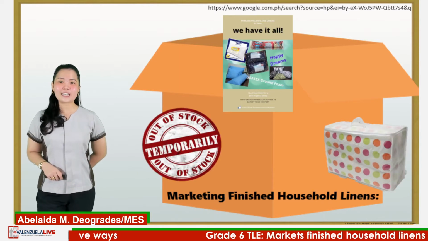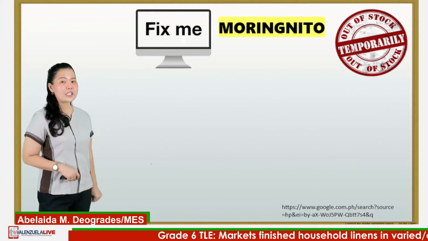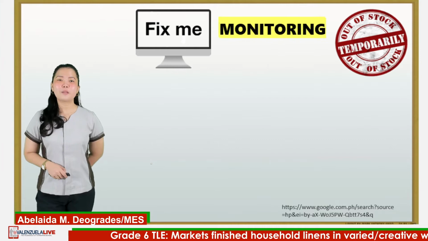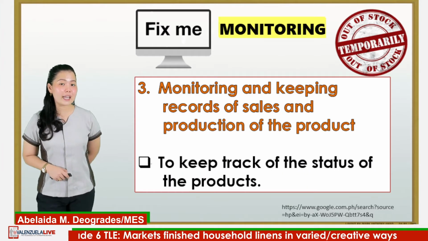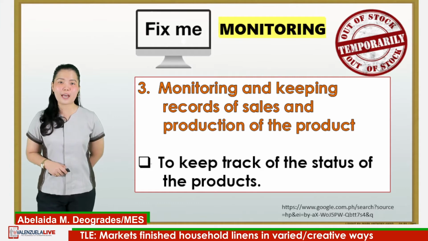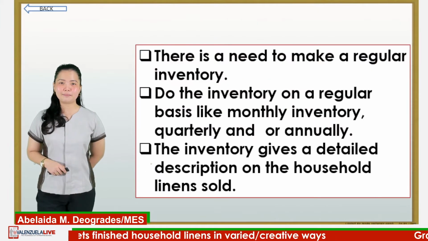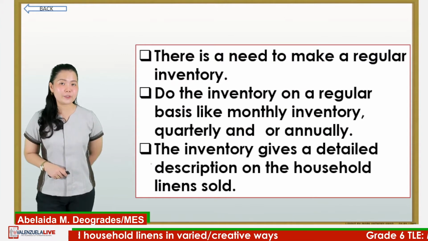Next, number 3. Fix me. What word is form? The answer is monitoring. Monitoring and keeping records of sales and productions of the product to keep track of the status of the products. There is a need to make a regular inventory.